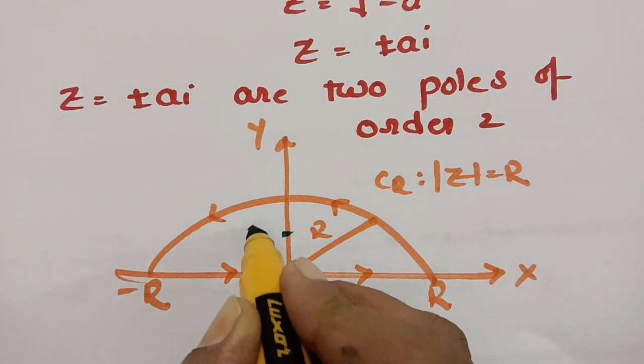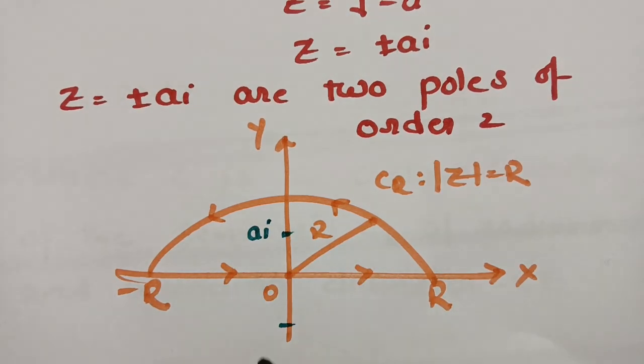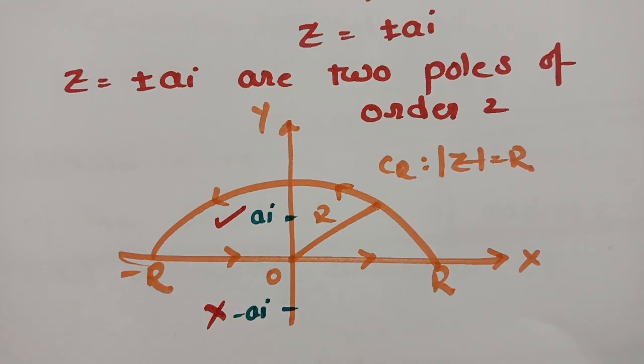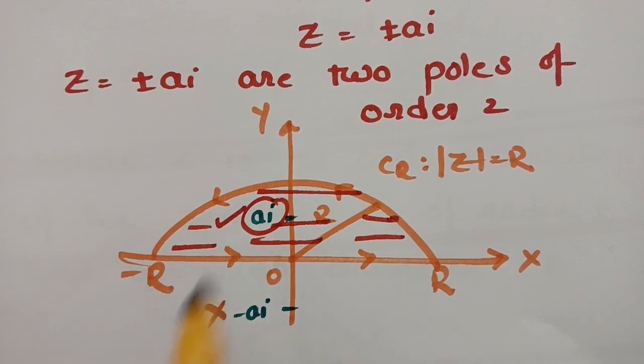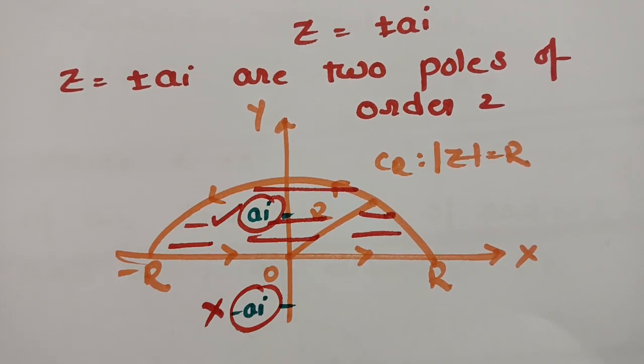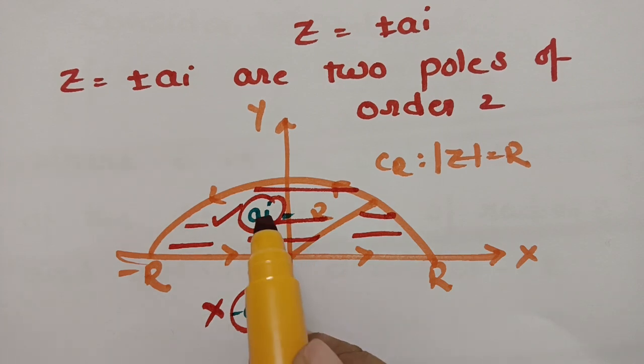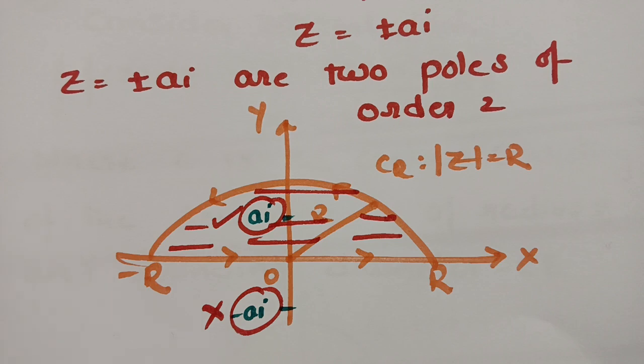So plus ai lies within this contour and minus ai lies outside the contour. It is very clear to everyone that plus ai is inside the contour and minus ai is outside the contour. So this is the contour region. In this, plus ai is inside and minus ai is outside. So for the interior pole, we have to find the residue. So how to find the residue for this?